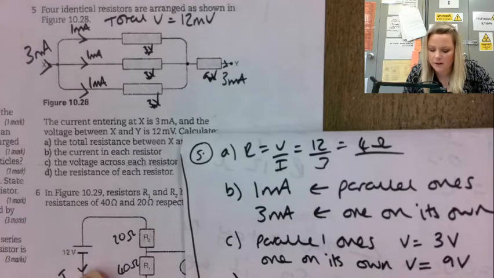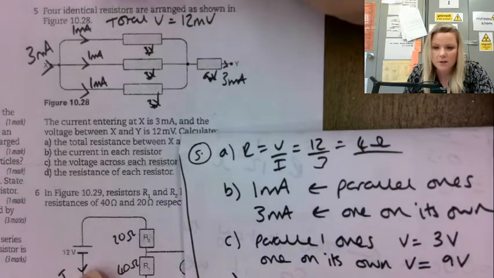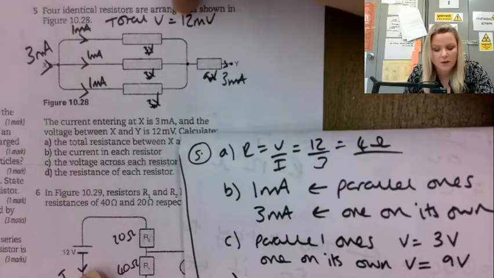Right, question 5 then. 4 identical resistors. So this one here, sorry, I should have said this question here, I think is way harder than anything you would ever get in an exam. So if you can get this, top notch.